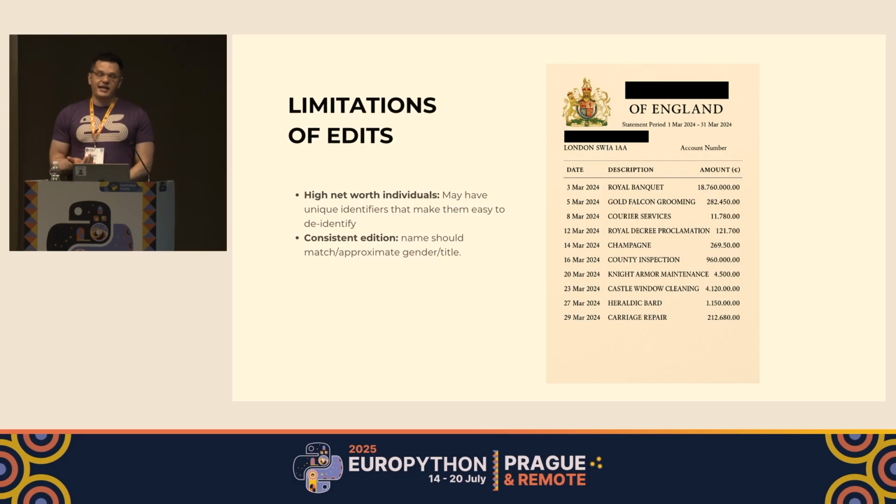So, limitations of the edits. For anonymization, you can't anonymize high net worth individuals. If you're extremely wealthy and you live in an area with a low population density, you can just de-anonymize, you can de-identify the person essentially based off that. Secondly, make sure you're consistent with the editing. So the name that you put in as a synthetic replacement should be approximately the same size so they match in the text. Try to keep the titles or approximate genders in the document consistent as well.